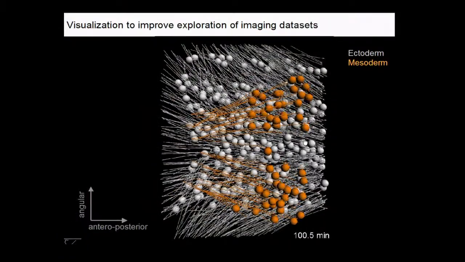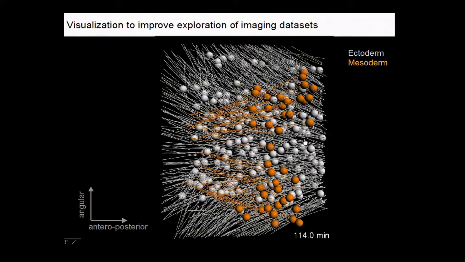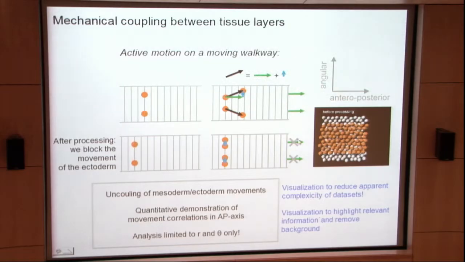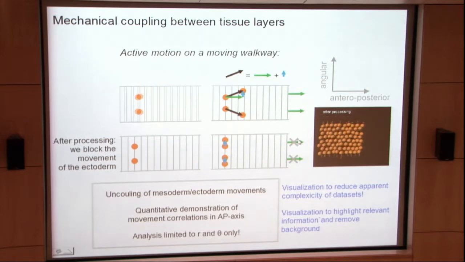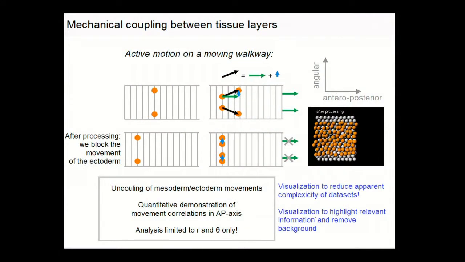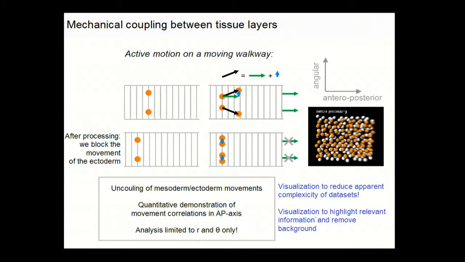And we could actually quantify this and demonstrate the mechanical coupling between these two layers of cells in the anterior-posterior direction. So in practice, it means that the mesoderm cells are moving on a moving walkway. So the movement is actually the composition of two different movements: the movement of the ectoderm layer and the active movement of the mesoderm cells.